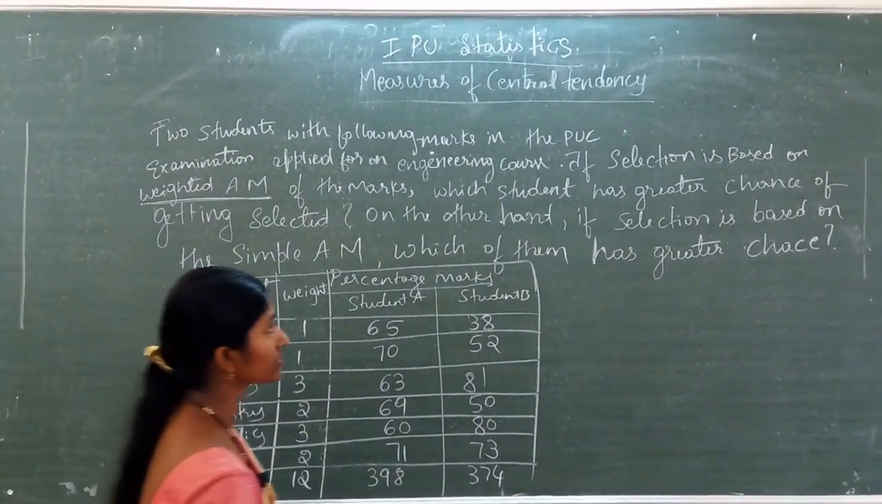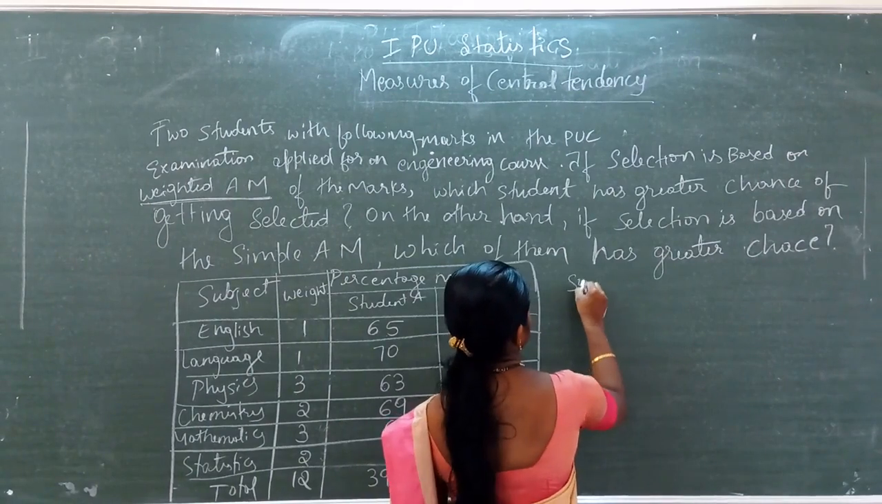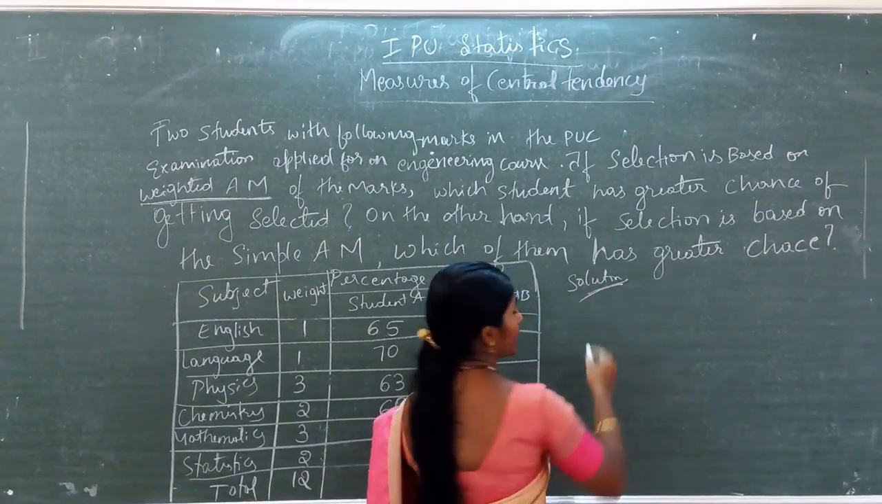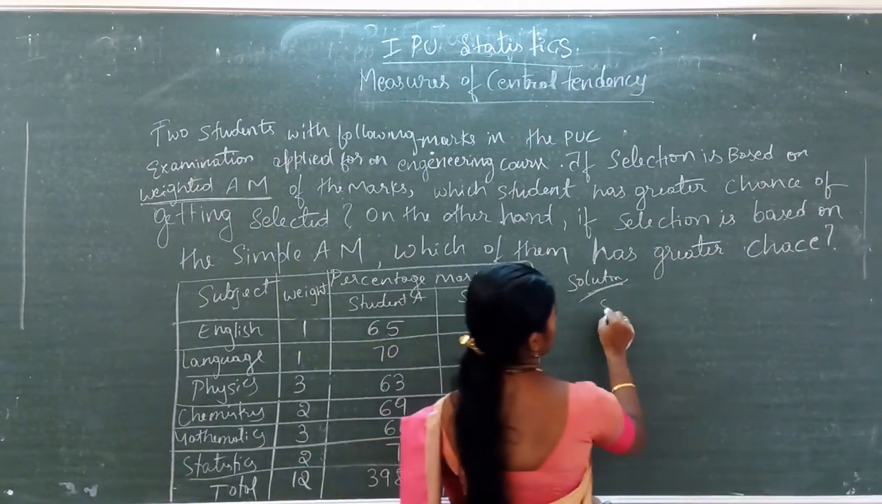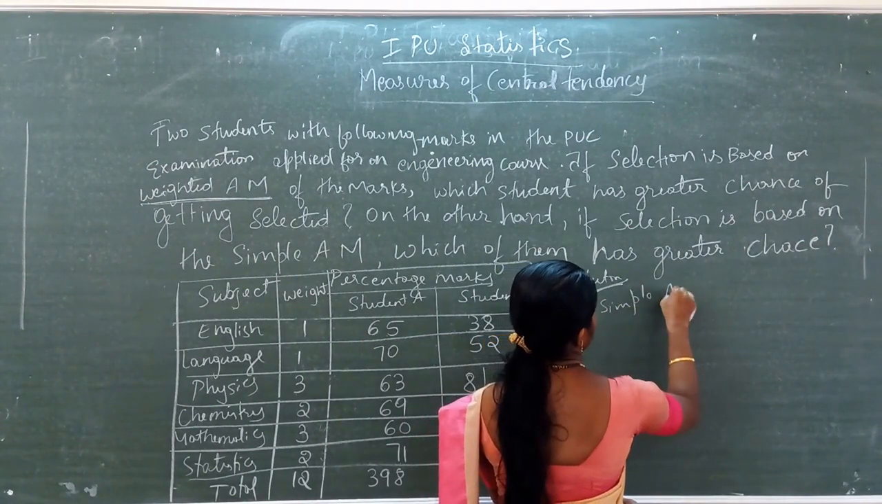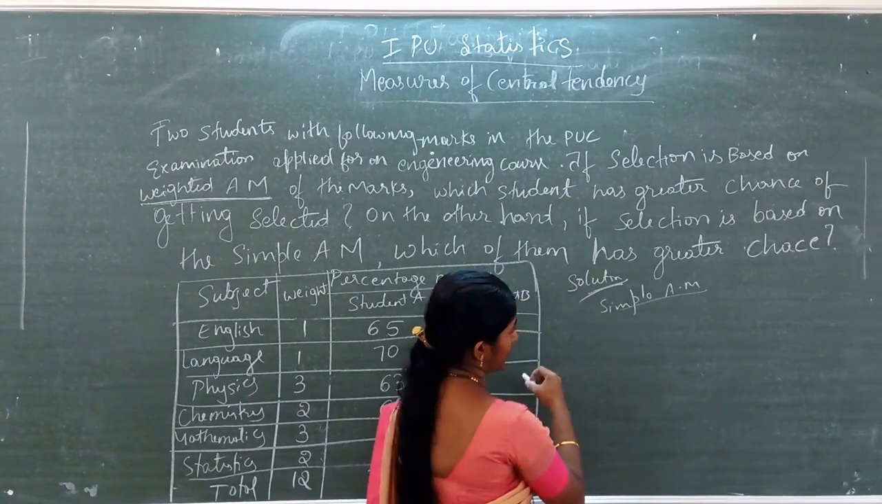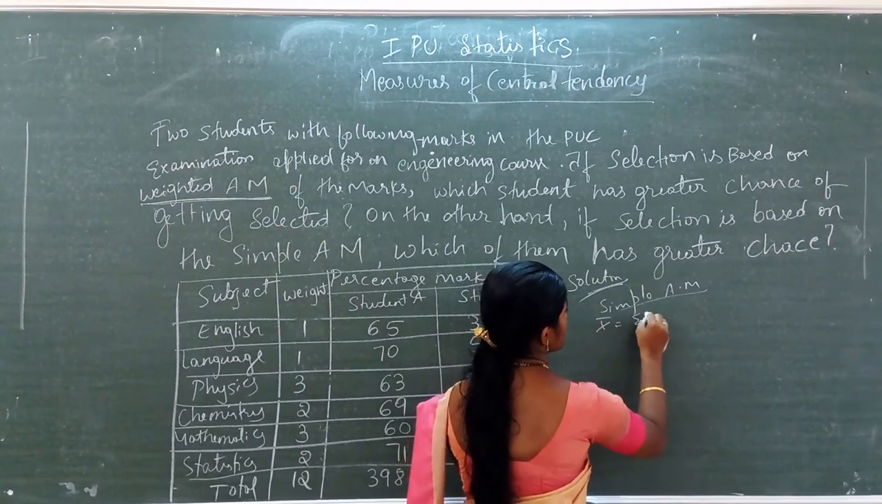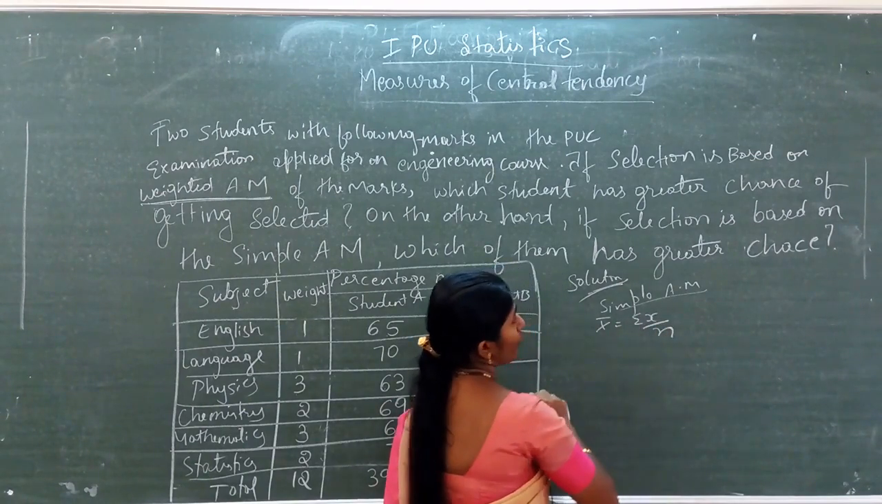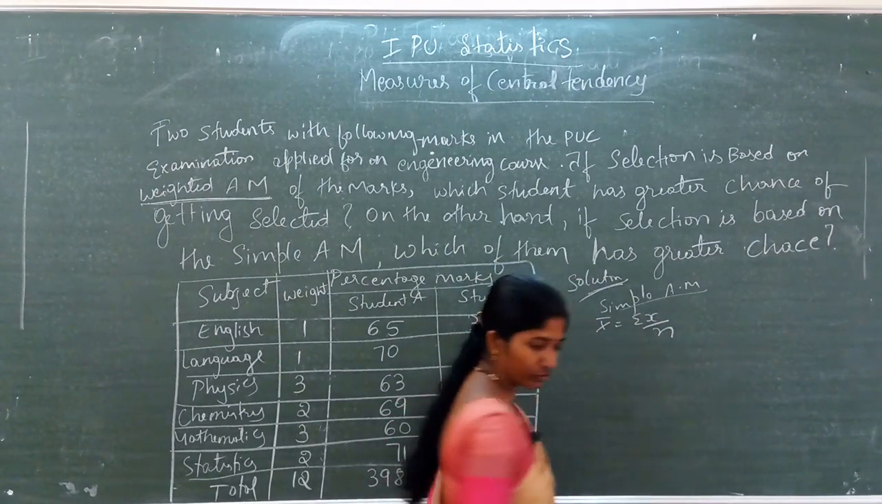See, in the solution, if we are using the simple arithmetic mean, what is the formula? X bar equals sigma x divided by n. This is for student A, I will take student A.